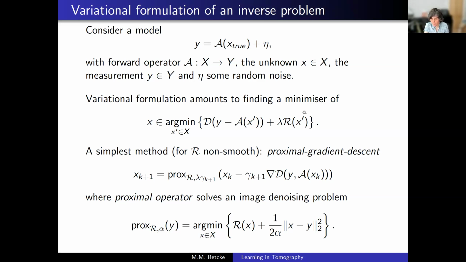So the simplest method that we could come up with for the solution of this sort of formulation with the non-smooth regularization functional is a proximal gradient scheme, where we take the gradient step with respect to the differentiable part, and then we take the proximal step with respect to the non-smooth regularization functional. So this proximal operator here amounts to the solution of the following denoising problem, which balances the proximity to the image Y and minimization of the regularization functional R. So this is a very classical method by now, coming from convex optimization.